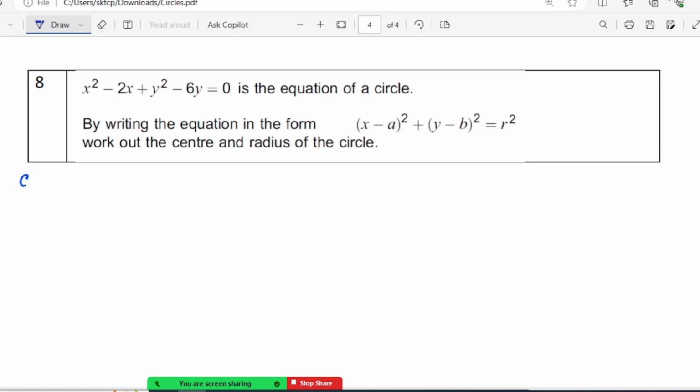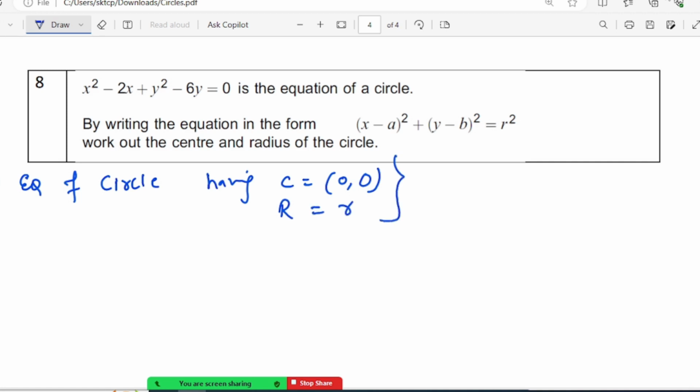The equation of a circle. Just tell me the following points. The equation of a circle having center 0, 0 and radius r. Can you tell me the equation of a circle having center 0, 0 and radius small r? Can you tell me its equation?